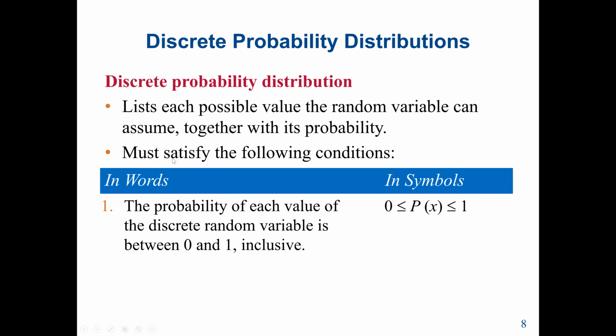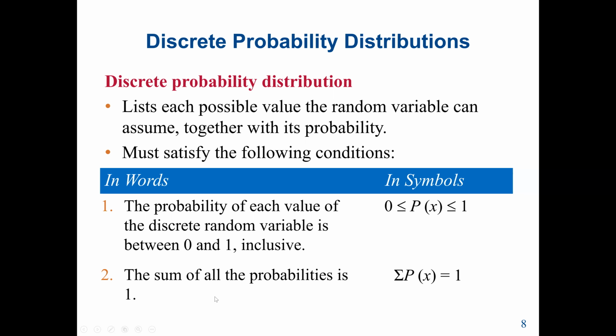Again, it must satisfy the following conditions. The probability of each value of the discrete random variable is between 0 and 1 inclusive, which means it's including 0 and 1. So the probability of X can be 0 or greater than 0, or can be 1 or less than 1. So between 0 and 1 inclusive.